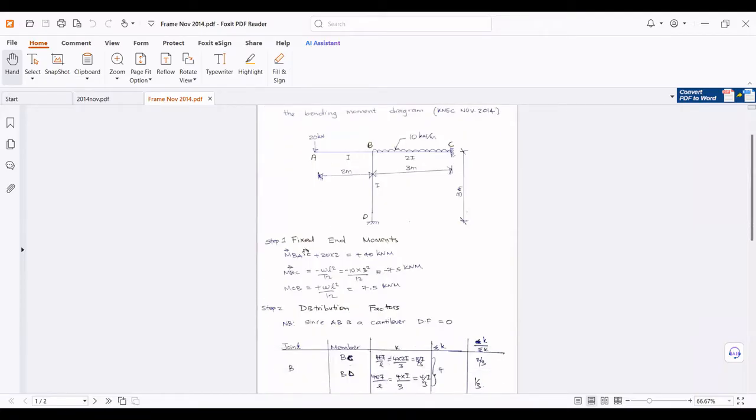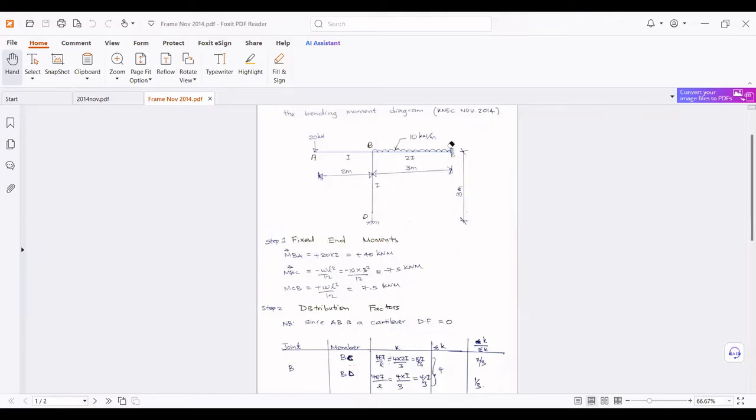So here's the solution. For end BA, I've already said it's a cantilever, so we can get the hogging moment here directly. The sign convention that I've adopted is anti-clockwise moments are positive, clockwise moments are negative. So this 20 kilonewton is causing an anti-clockwise moment, a rotation in this direction. So that is 20 times 2, you get positive 40 kilonewton meter.